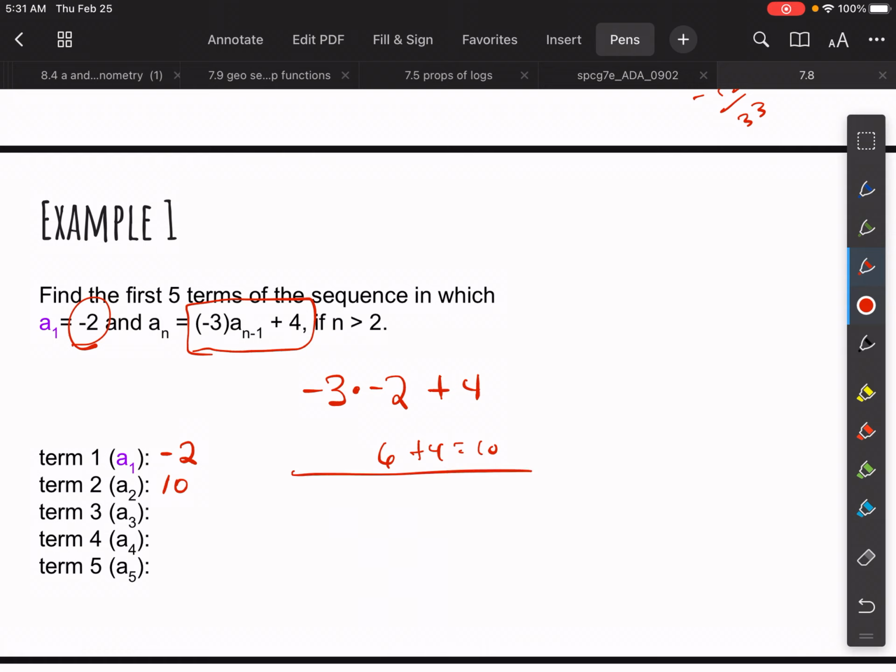If I plug in a positive there, I'll get negative 3 times positive 10, which is a negative number, plus 4. So this is negative 30 plus 4. Negative 30 plus 4 is equal to negative 26. Okay, so I have negative 26 here.